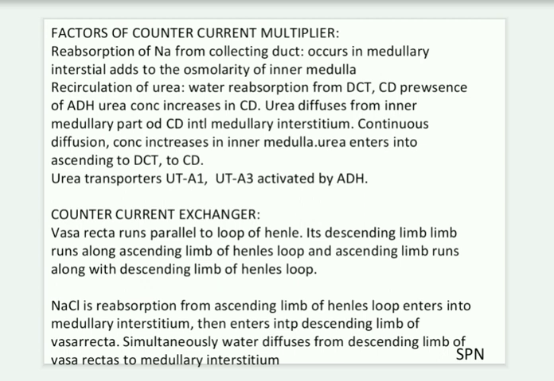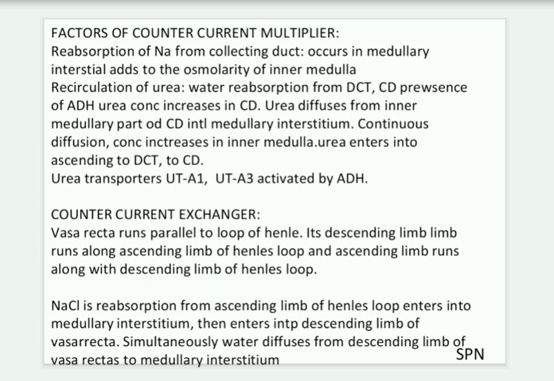Sodium chloride reabsorbed from the ascending limb of Henle's loop enters the medullary interstitium, then enters the descending limb of the vasa recta. Simultaneously, water diffuses from the descending limb of the vasa recta into the medullary interstitium. Next, the blood flows slowly through the vasa recta. Sodium chloride accumulates in the descending limb of the vasa recta and flows into the ascending limb, where the blood reaches.